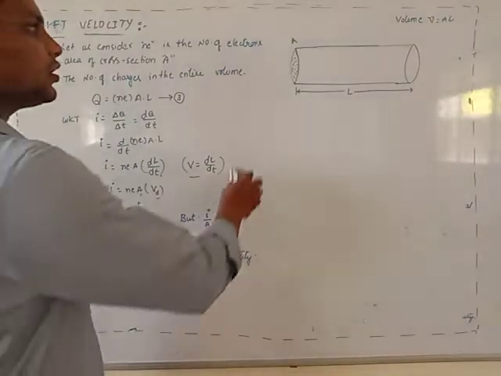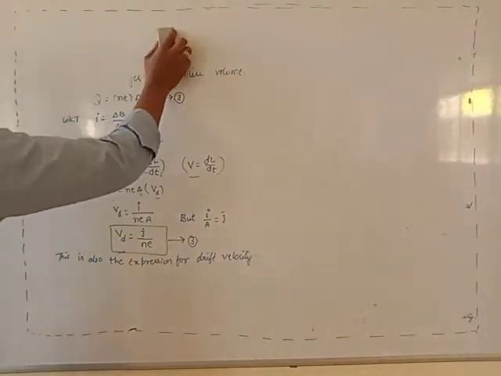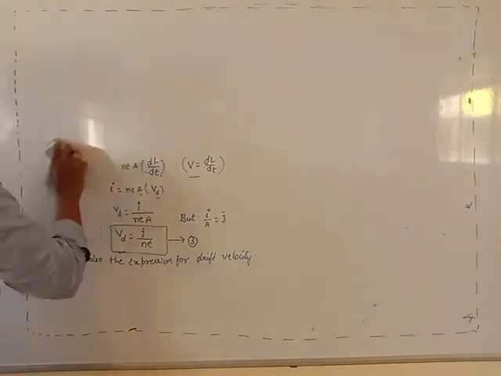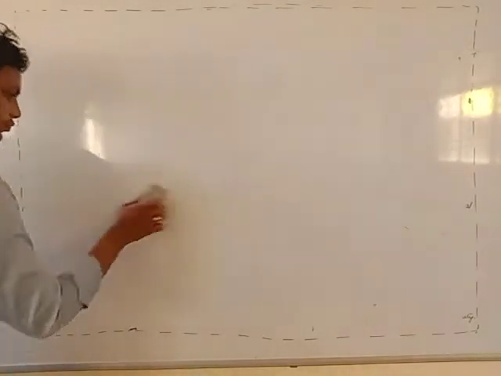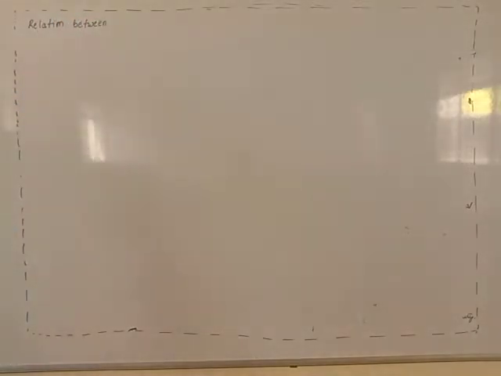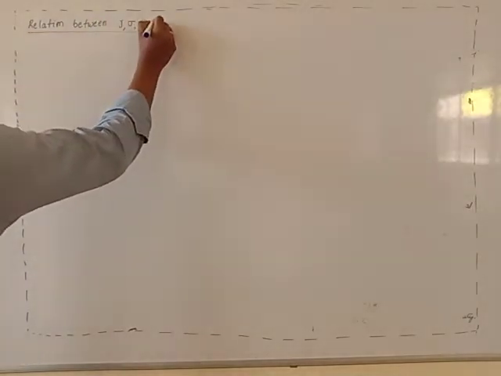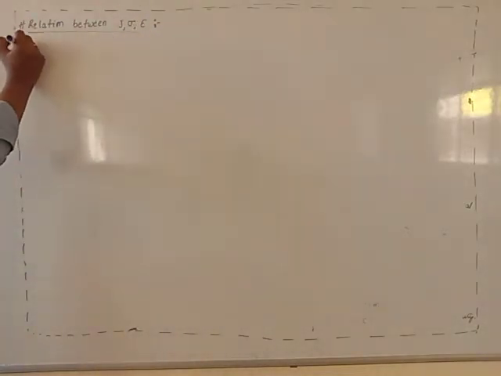Now we'll go for the next concept, that is the relation between J, sigma and E, where J is current density, sigma is conductivity, which is the reciprocal of resistivity, and E is electric field. Now we are going to find out the relation between J, sigma and E.